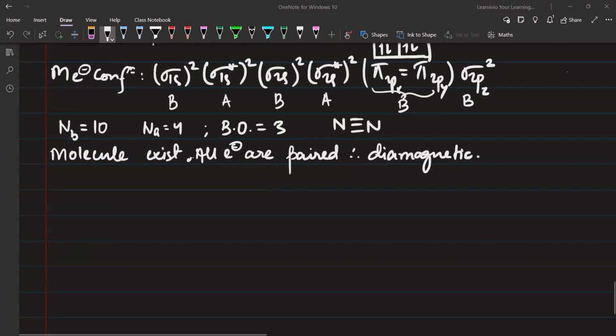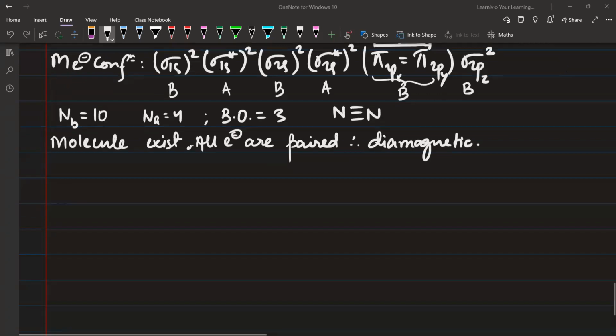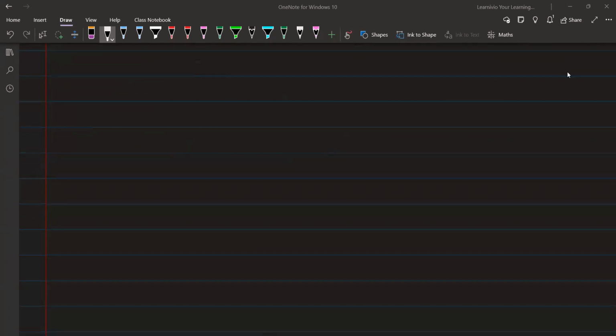So for us, if I want to draw the nitrogen case, it is going to be something like this. Don't write now. 1s, 1s star, 2s, 2s star, and then pi, pi, then sigma. Then again, what do we have? Tell me, guys. After this, what do we have? We have pi, right? Yes or no? Yes, here, right?